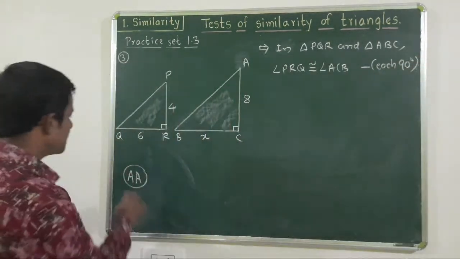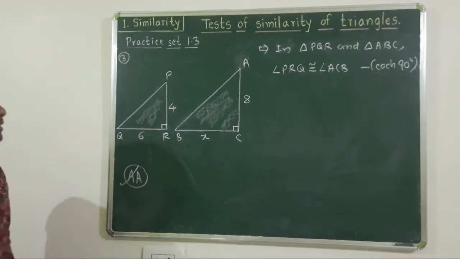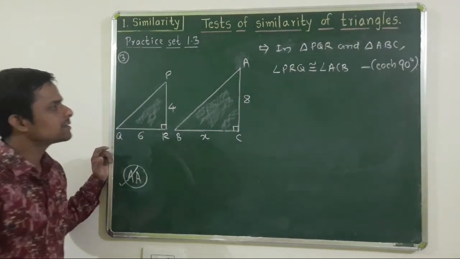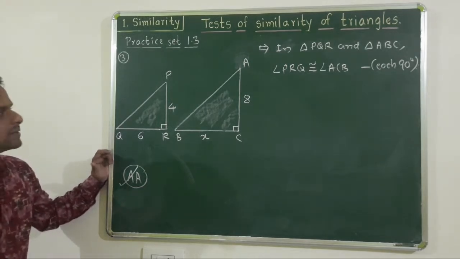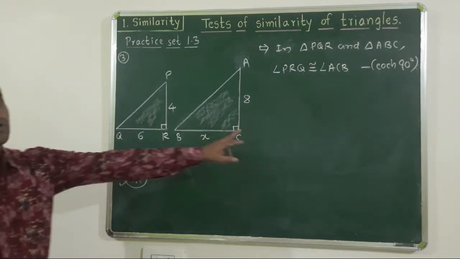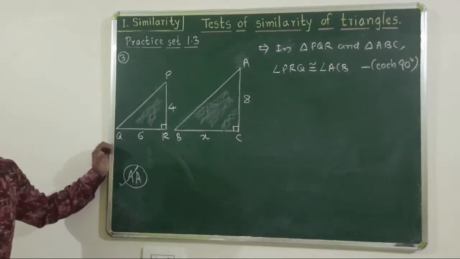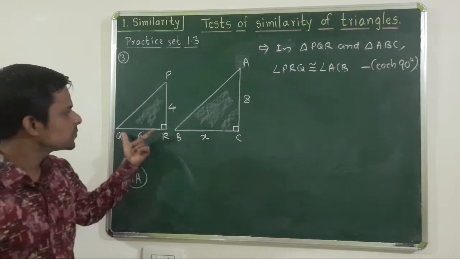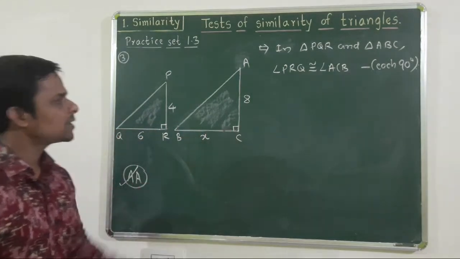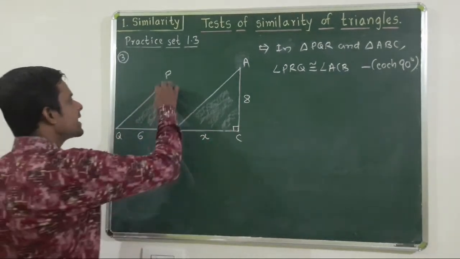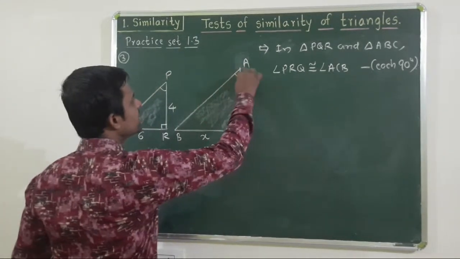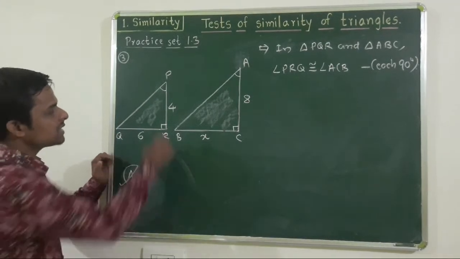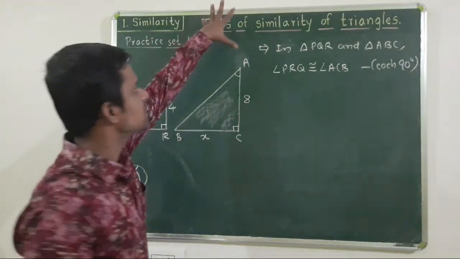Means we got one pair. Now we want one more pair which is not given, but we can find another pair by using your brain. One pair is given and another pair is given indirectly. What is QR? QR is nothing but the shadow of this pole and BC is also the shadow of another pole. Then what about this angle? That is angle P and angle A. Are these two congruent? And these are the angles made by that sun ray.